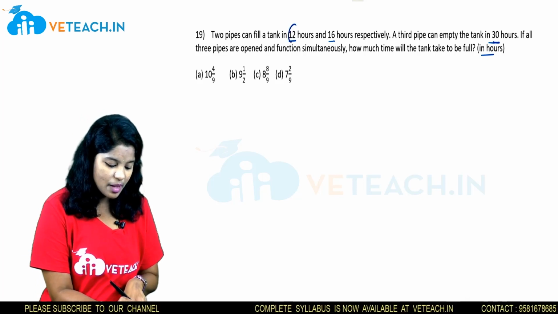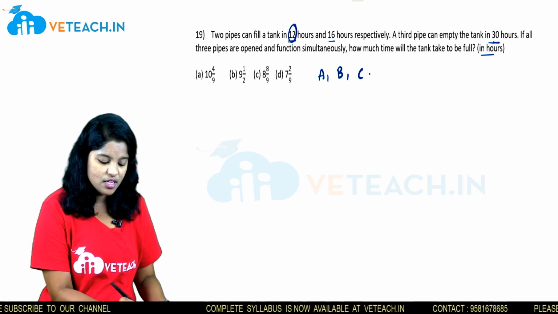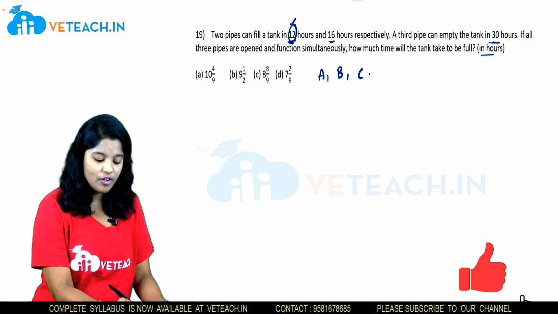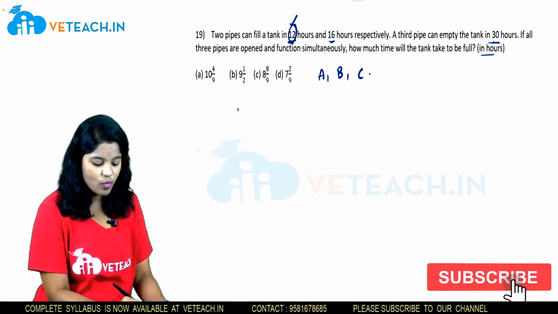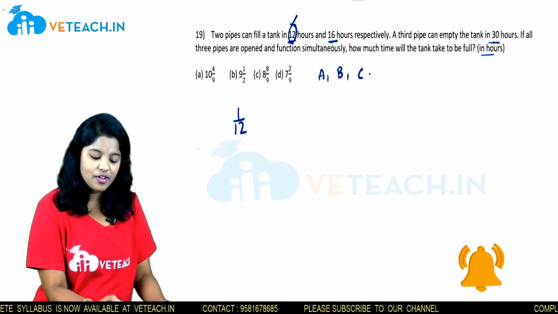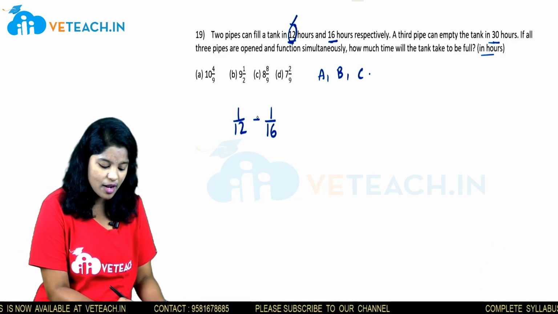Let the three pipes be named A, B, C. Pipe A and pipe B keep on filling the tank. Pipe A will fill in 12 hours, so per 1 hour it can fill 1 by 12th of the tank. Similarly, pipe B will fill in 16 hours, so in 1 hour it can fill 1 by 16th part of the tank.